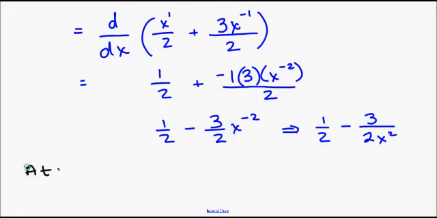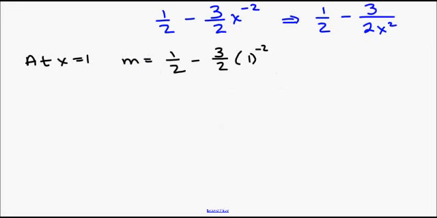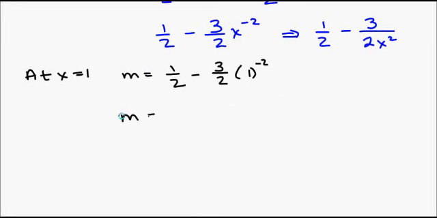So at x equals 1, slope is 1/2 minus 3/2 of 1 to the -2. 1 to any power is 1, which is, again, easy. So we have 1/2 minus 3/2 times 1, technically, don't need to write that part. So this is a -2 over 2, or a -1. So my slope at x equals 1 is a -1.